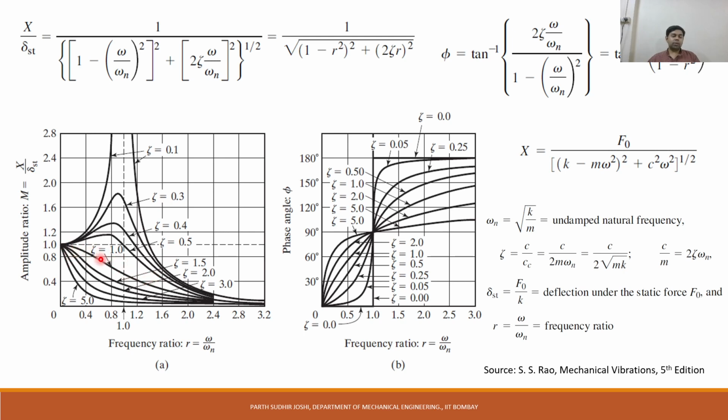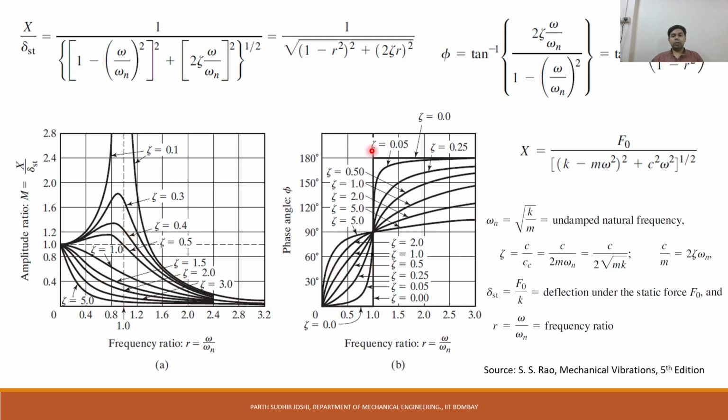So for example, when zeta is equal to 1, which is a critically damped system, there is no peak which represents the resonance, and this curve goes asymptotically to 0 with increasing frequency ratio. So for very high damping values, the amplitude ratio falls rapidly with respect to the frequency ratio, and we hardly see any resonance peak.